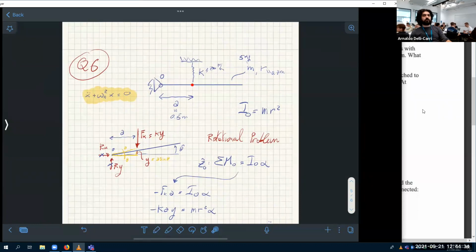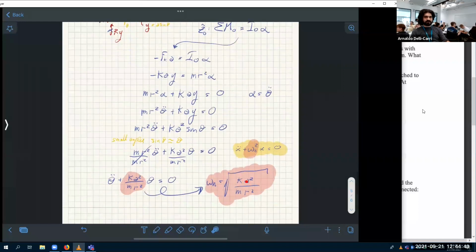Okay, so what happens if we take the spring and move it closer to the pivot point? Well, if you move it closer to the pivot point, it will oscillate with a higher frequency. No, with a lower frequency. Sorry, because this goes down. Okay?